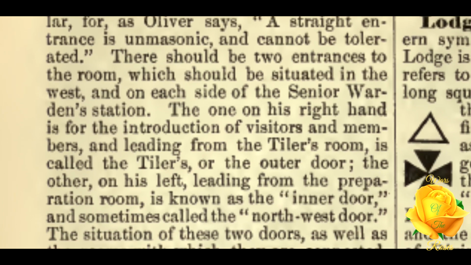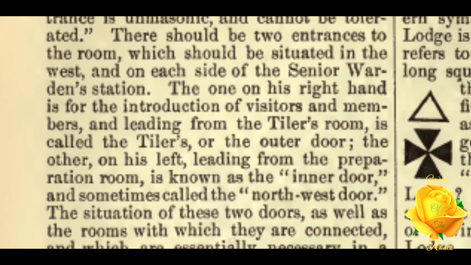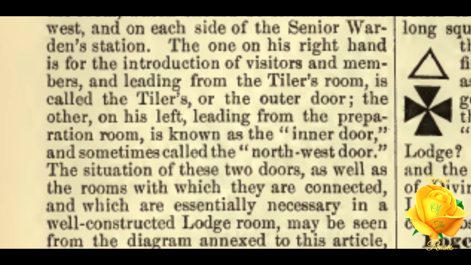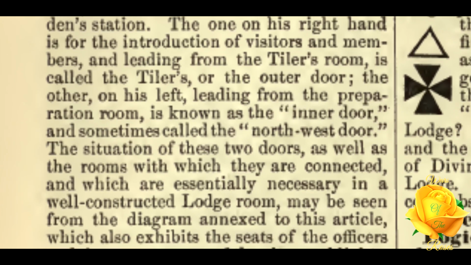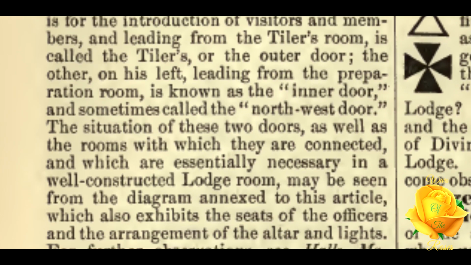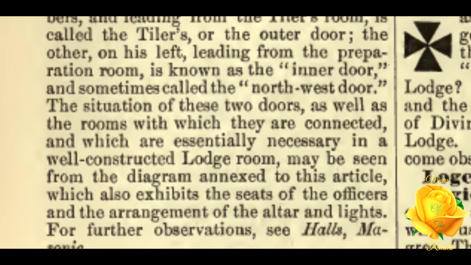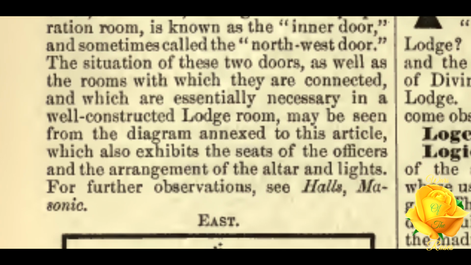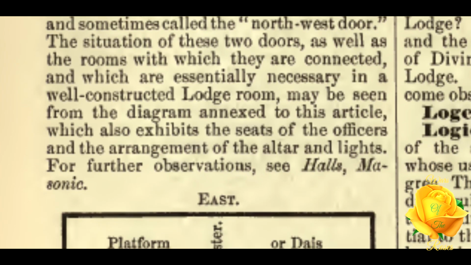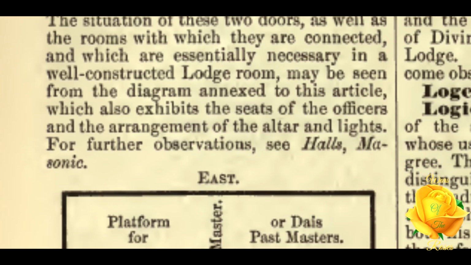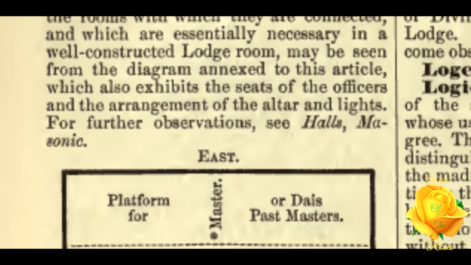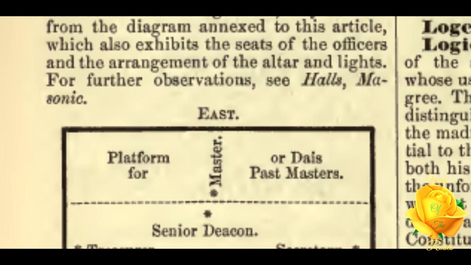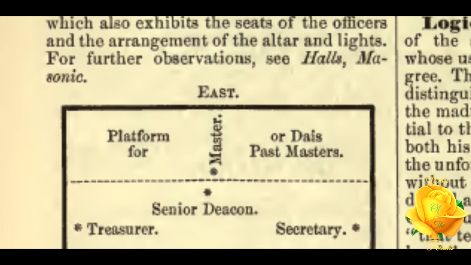The one on his right hand is for the introduction of visitors and members, and leading from the tiler's room is called the tiler's, or the outer door. The other, on his left, leading from the preparation room, is known as the inner door and sometimes called the northwest door. The situation of these 2 doors, as well as the rooms with which they are connected, and which are essentially necessary in a well-constructed lodge room, may be seen from the diagram in opposite column, which also exhibits the seats of the officers and the arrangement of the altar and lights. For further observation, see Halls, Masonic.